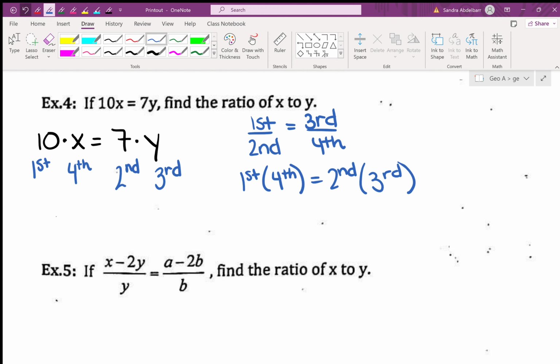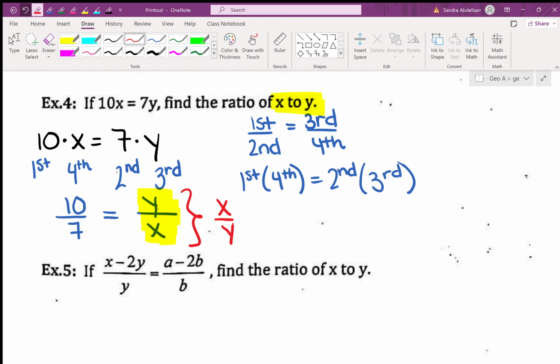Yeah, so if we're going to put it back into a proportion, it's going to be 10 over what? 7. Good. Equals what over what? Y over x. Now be very careful. I asked for the ratio of x to y. What have we written the ratio of? Y to x. Simple fix. What's the simple fix? Flip it. So if y to x is 10 to 7, what's x to y? 7 to 10.